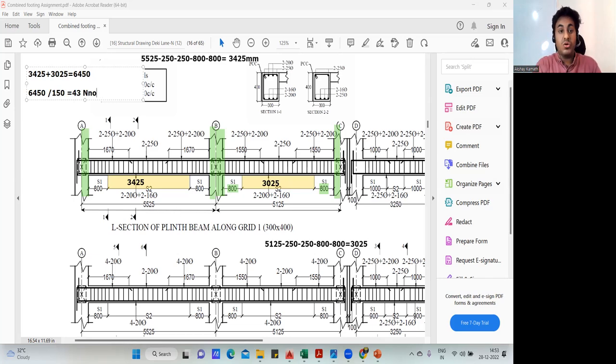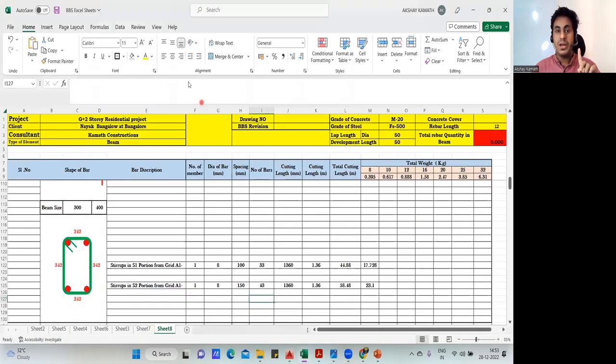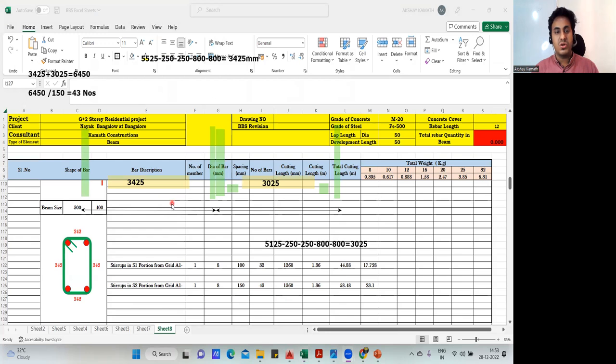Should I add one here? No. Should I add one here? No. Why? Already in the S1 portion I've added. So I'll not add here. If you had not added in the S1 portion, you could have added it here. But since we added, we'll not add it. Understood the manual calculation? Go back to the Excel. I got 43, manual calculation. I got how much? 43?